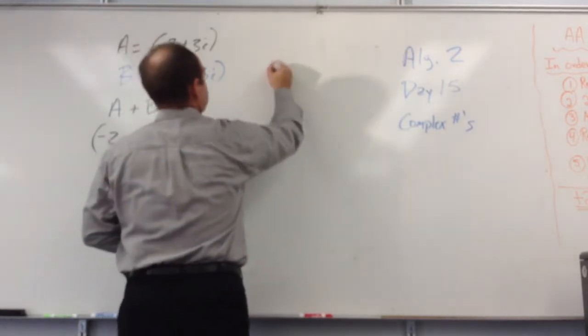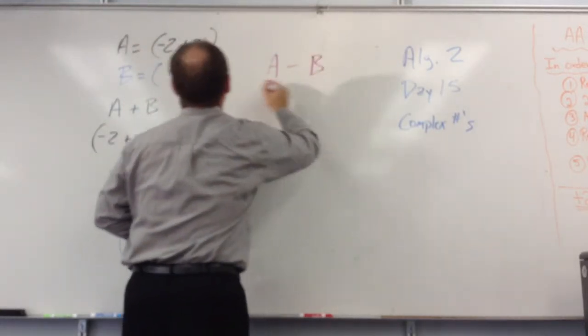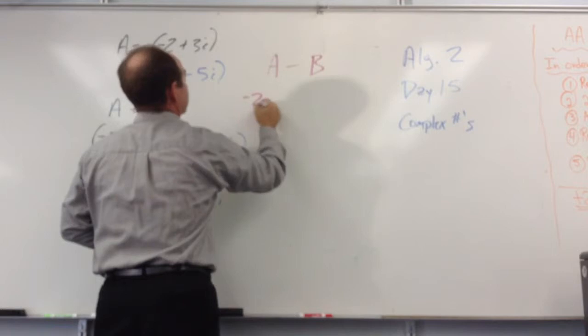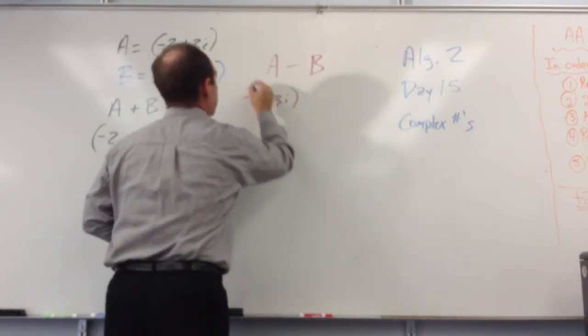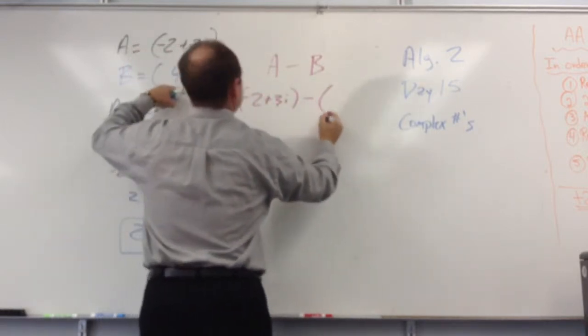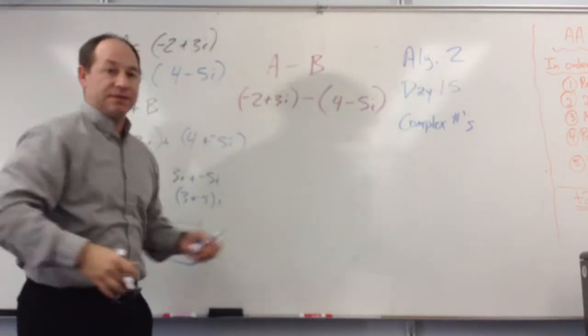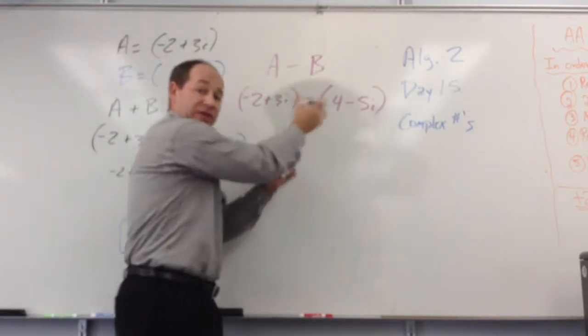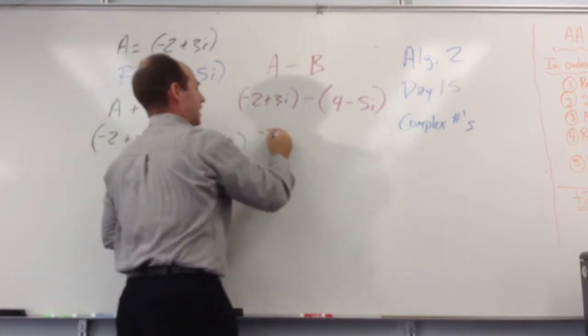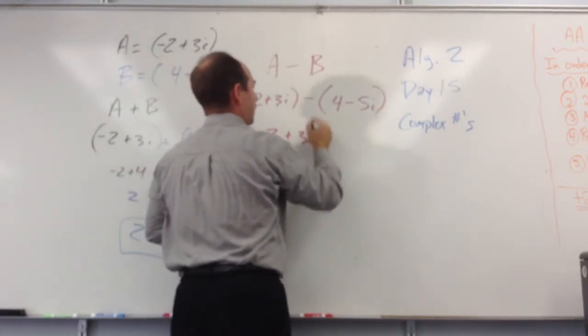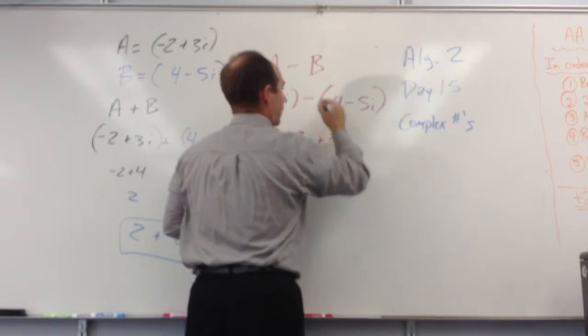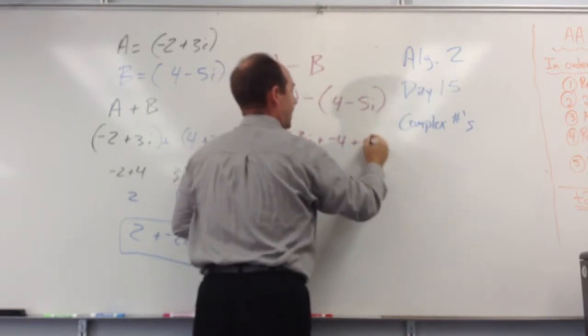And I'm just going to get a different color here and stick with it. A minus b. Well then a is the -2 plus 3i, minus b, which is 4 minus 5i. Okay? We have to keep this parenthesis over here, we have to keep that separate. So I know this is really -2 plus 3i plus -4, and subtracting a negative is adding a 5i.